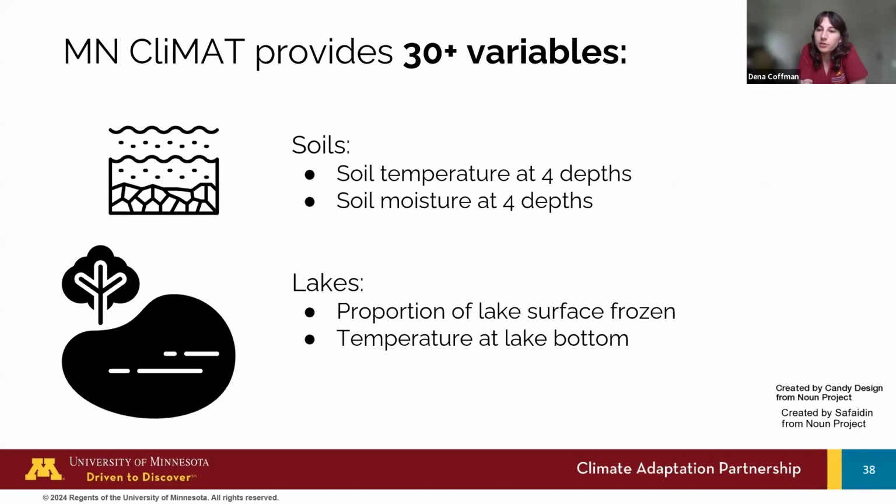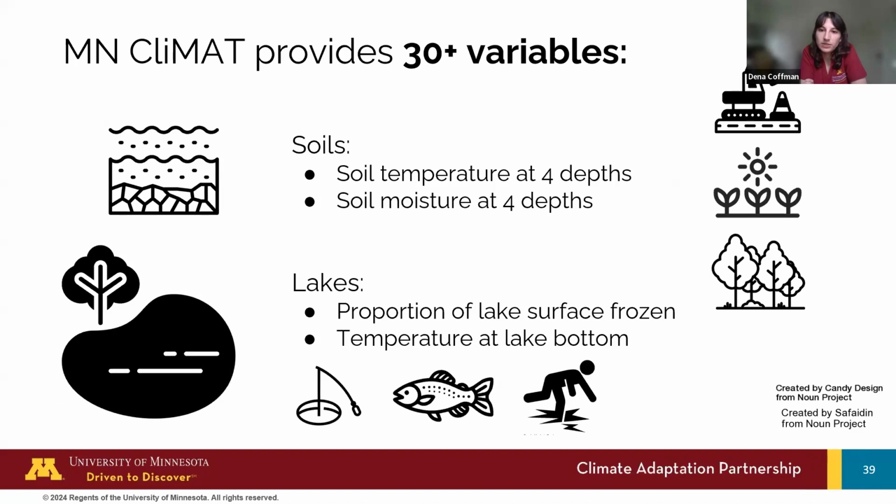The MN CliMAT tool also offers projections for future soil and lake variables. So soil temperature and soil moisture are both available at 4 different depths. And then lake variables as well, including frozen surface and temperature at the bottom of the lake. So what might you use these for? You could use these variables to look at impacts on future construction and agriculture. Soil moisture and temperature are really important for crops, forestry, and natural systems. The lake variables especially might be useful if you're interested in outcomes related to aquatic organisms and fisheries, outdoor recreation like ice fishing, and public safety, like falling through the ice, which is much more likely when the lake surface is less thick.